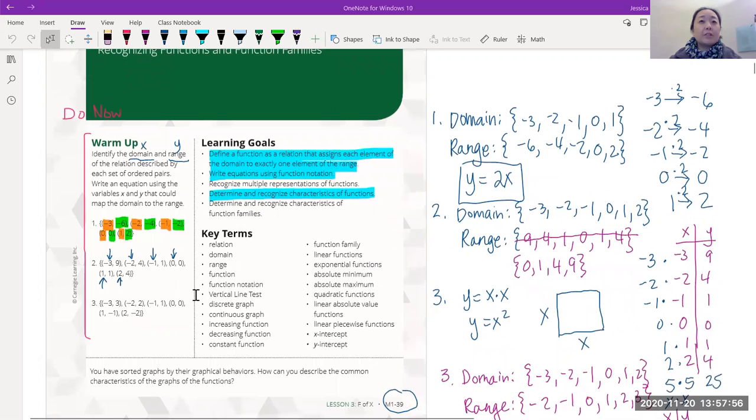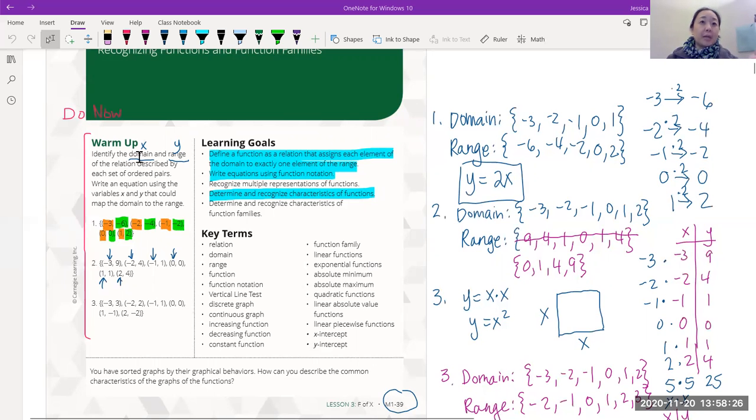Okie dokies. And so today our learning targets are to define a function as a relation that assigns each element of the domain to exactly one element of the range, which means for every 1 x, there's 1 y. That's it. We're going to write equations using function notation, or at least see them, and then determine and recognize characteristics of functions.